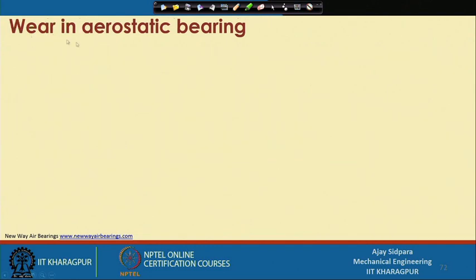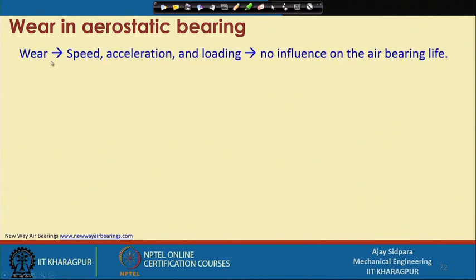Right. Another thing is the wear component of the friction we have seen. Now, what about the wear? Because wear has a direct connection with the speed, acceleration, and the loading, right. If you increase the speed, your wear rate is high. If you increase acceleration, your wear rate is high, and if you increase your loading, again your wear rate is high, if there is a direct or physical contact with the surfaces.